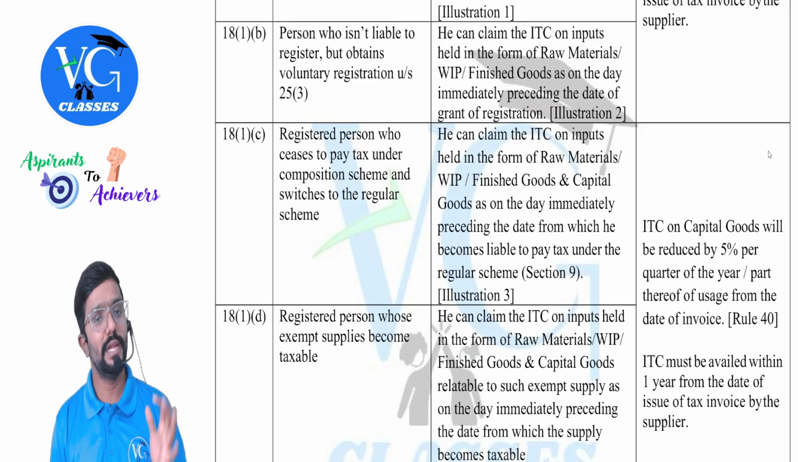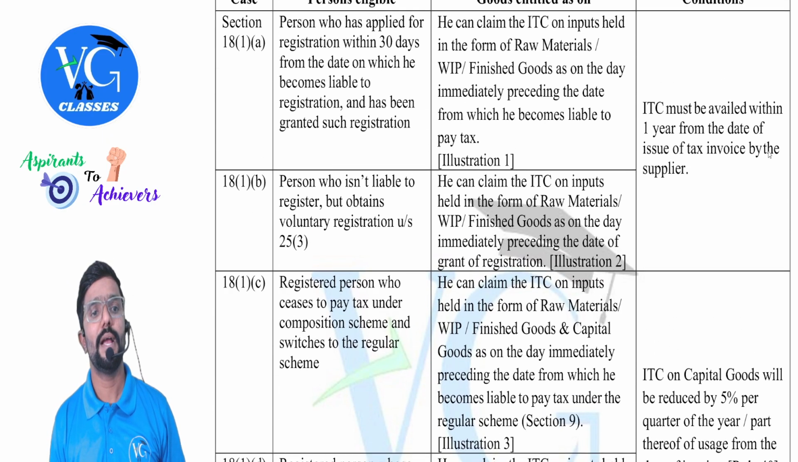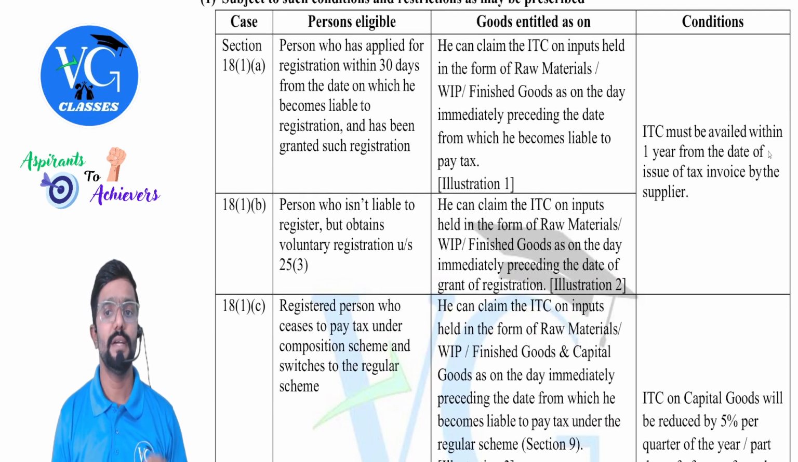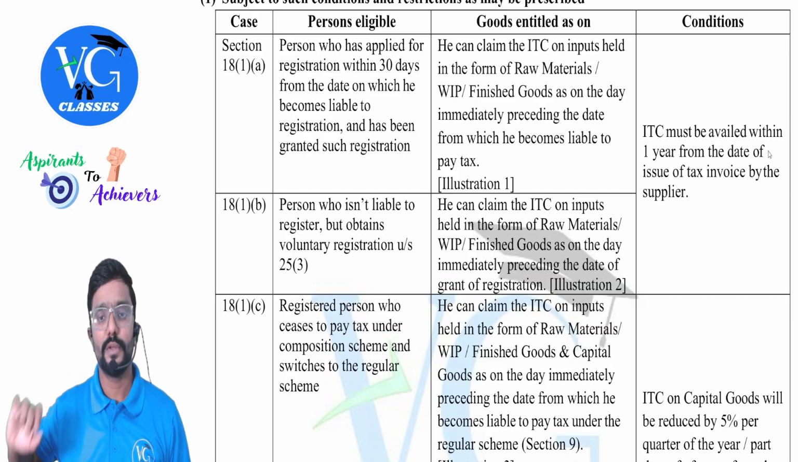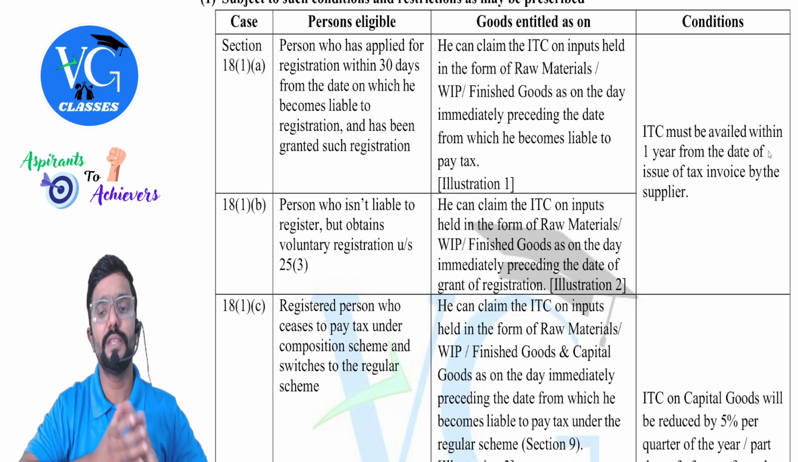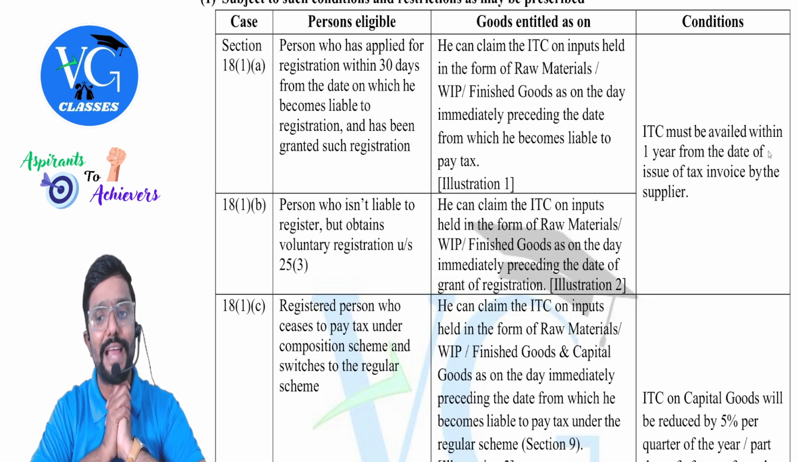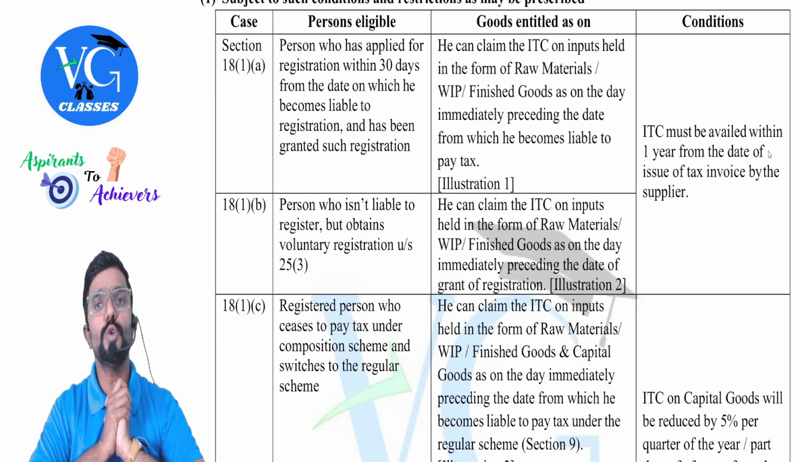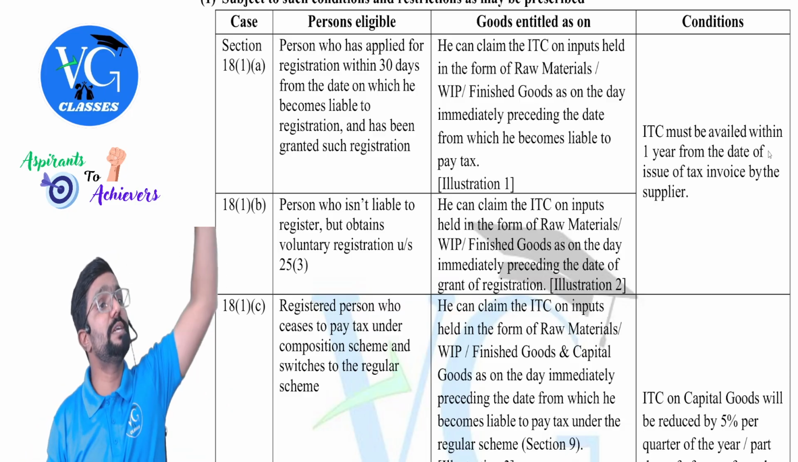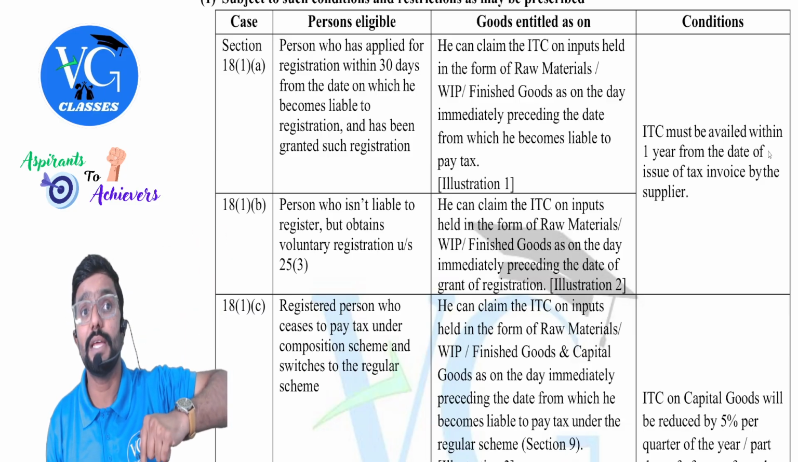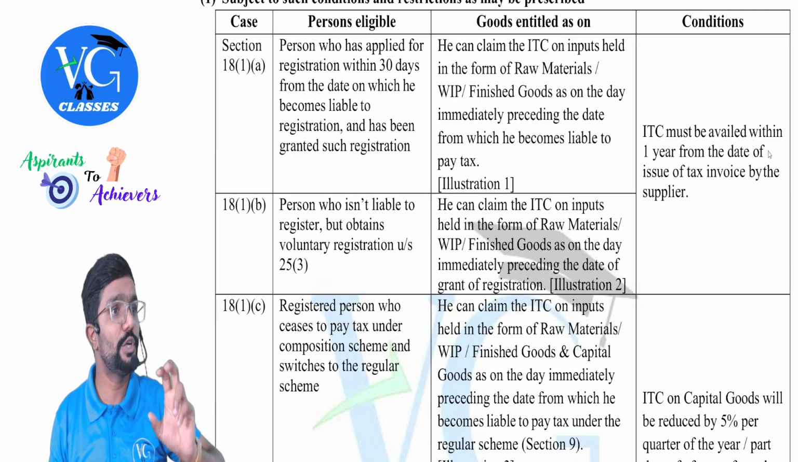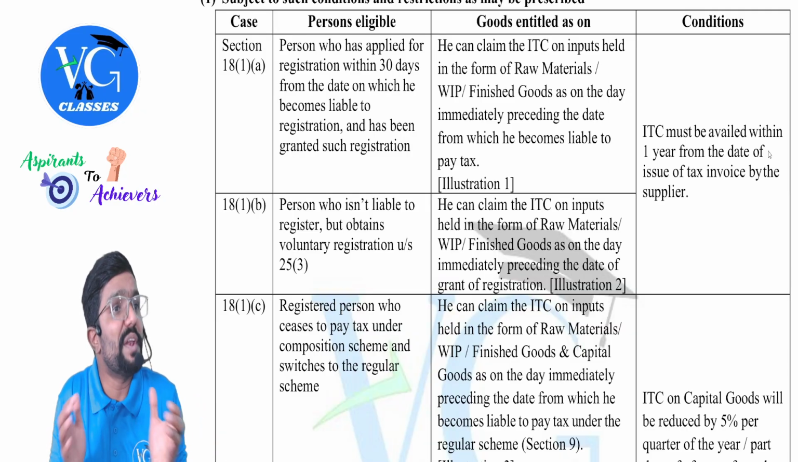Then illustration 2 is there. We will see it. Guys, in both these cases, they are telling credit should be claimed within 1 year. What is it? Last column. ITC must be availed within 1 year from the date of issue of tax invoice by the supplier. In simple terms, the goods should not be older than 1 year. Sir, I had purchased it 1.5 years back, 2 years back. I'm still having it in stock. Can I claim the credit? No. They told it should be purchased within 1 year.